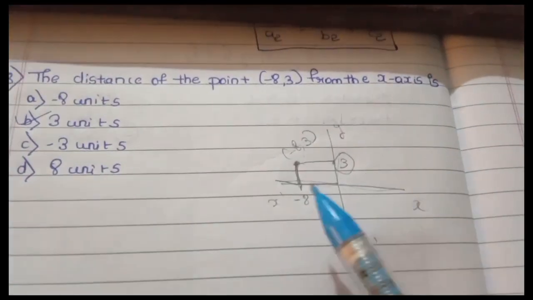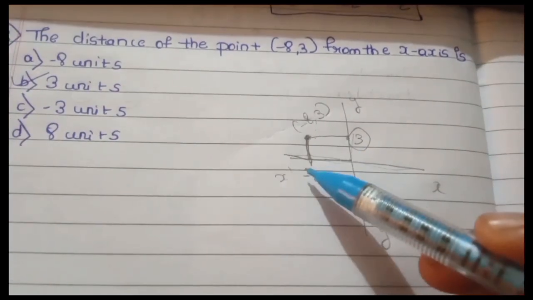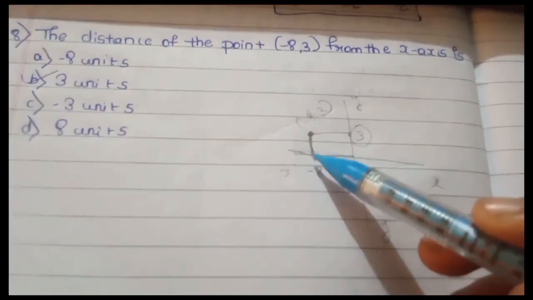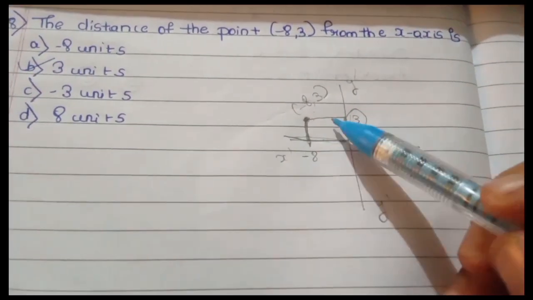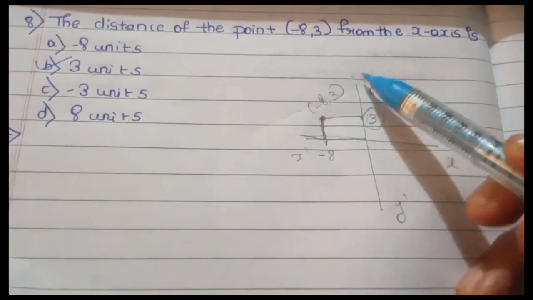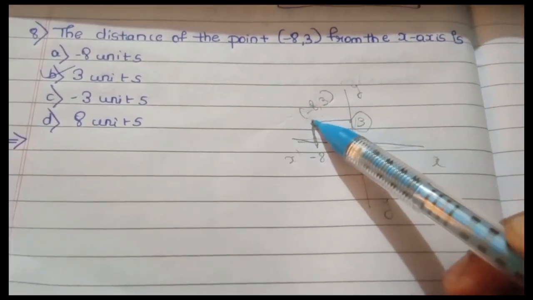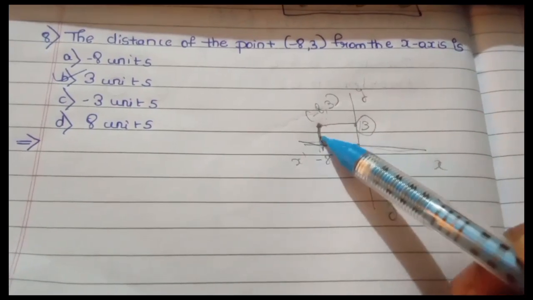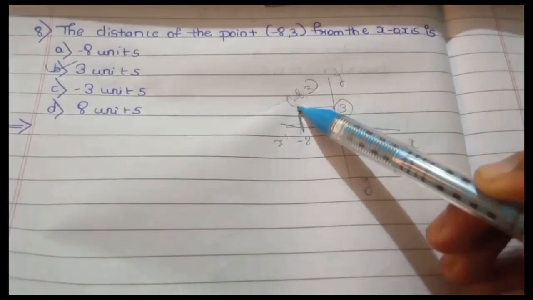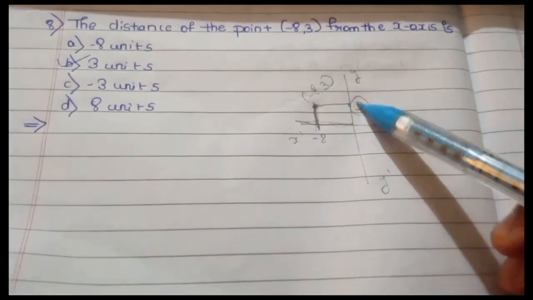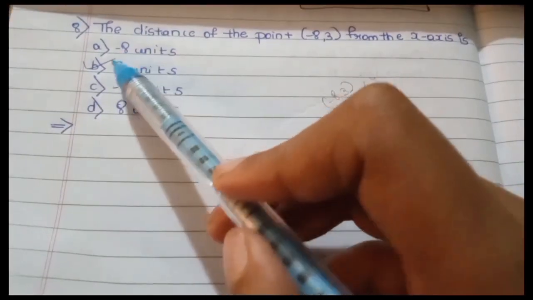So let's take a point minus 8, 3. This is the y-axis. Minus 8 on the x-axis is present over here and 3 is present over here. So when we join that, we get the point minus 8, 3. The distance of the point minus 8, 3 from the x-axis is this. So we have to move from the x-axis to this point, which is this line, and this line is equal to 3 units. So the correct answer is 3 units.